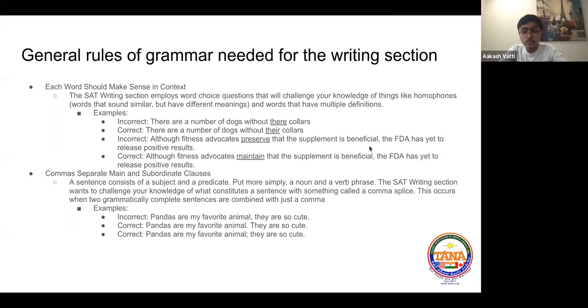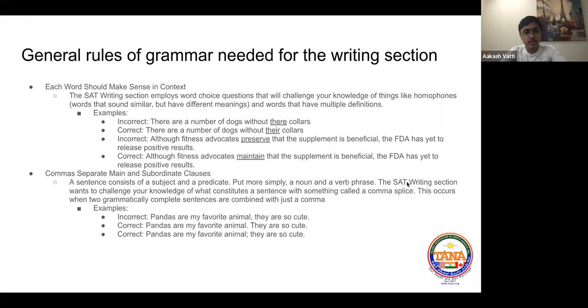So for the person who asked, what's the difference between ITS and IT apostrophe S? IT apostrophe S is a contraction for "it is," while ITS is a possessive, it indicates possession of something. So here are examples of, I guess, homophones.